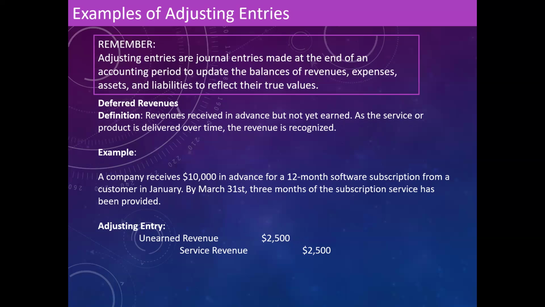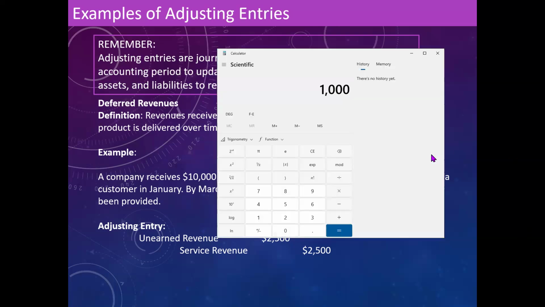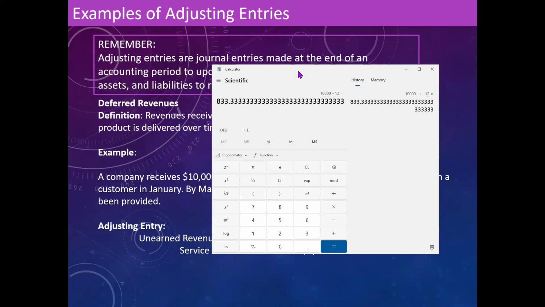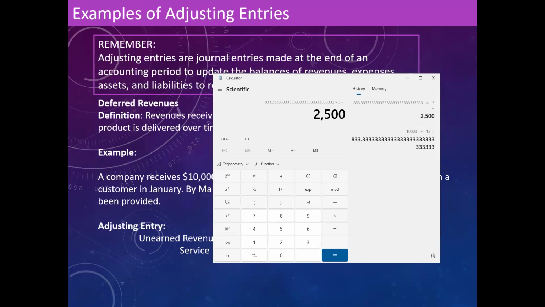So these are a little bit confusing because you have to say, okay, what's happening here? If I got $10,000 for 12 months, I would take $10,000 and divide that by 12 to figure out how much a monthly amount is, which is $833.33. And then the problem tells me that by March 31st, we've earned 3 months. So I'm going to type times three, and we can see that we've now earned $2,500 worth of that revenue.